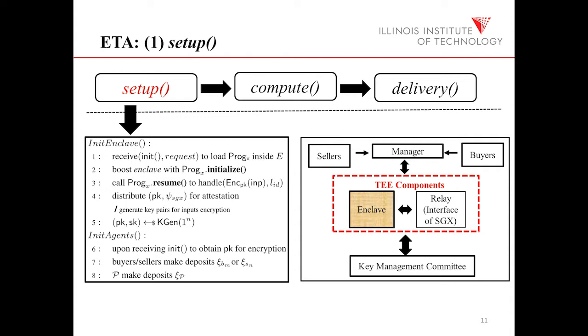Assume that secure channels are established between the TE components and all the buyers and sellers. For the setup phase, the TE initiates the system with an initial call and prepares for loading our auction program. Once it receives the initial request, a key pair is created, and then the public key is bound to the TE program by initial attestation and will be distributed. Meanwhile, the TE will obtain the key pair from the key management committee and distribute the public key for agents to encrypt the inputs.